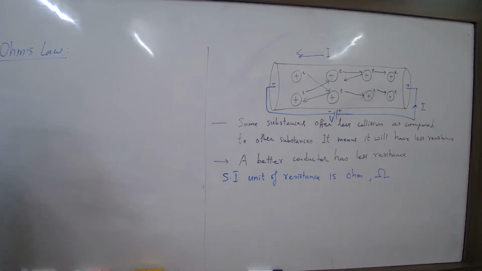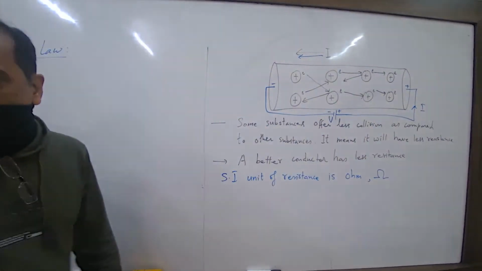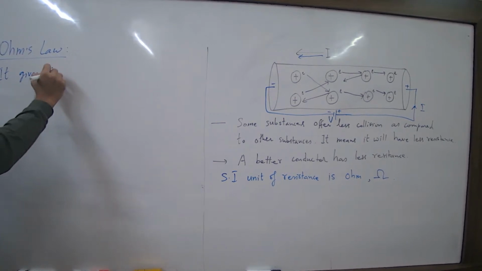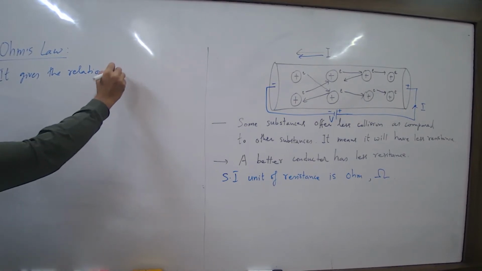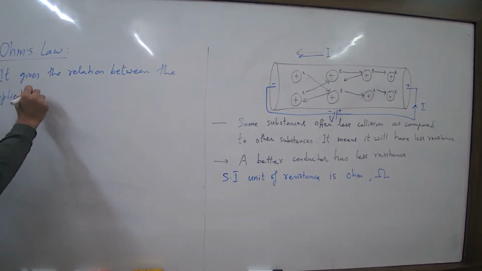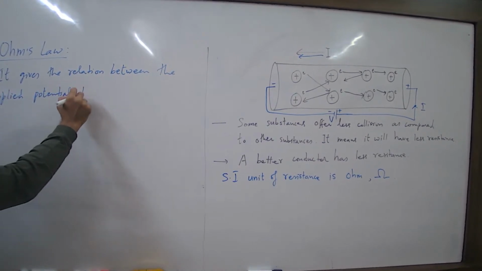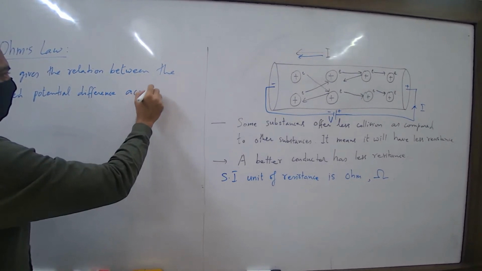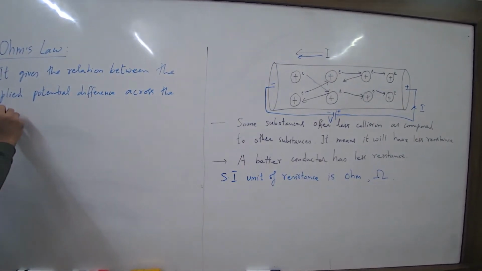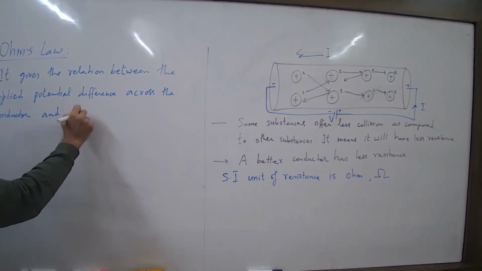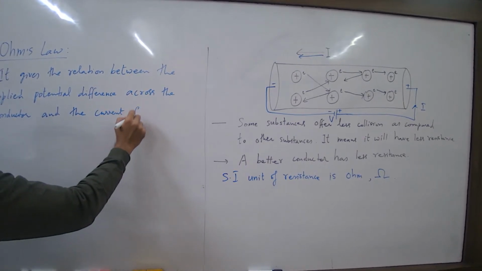So, what is Ohm's law? It gives the relation between the applied potential difference across the conductor and the current flowing through it.